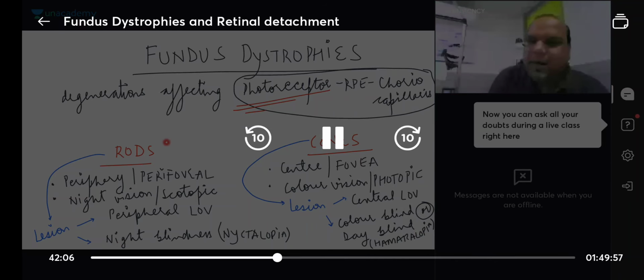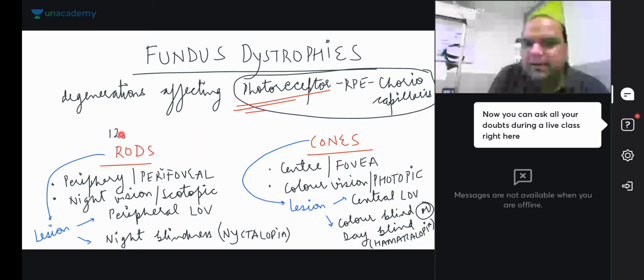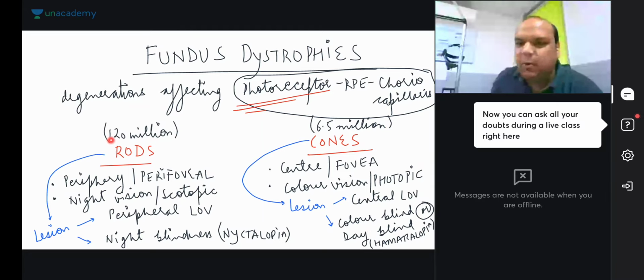Also, because it is mentioned somewhere or asked somewhere, rod cells are more than cone cells. Rod cells are 120 million, whereas cone cells are only 6.5 million. So almost 20 times, everybody. Rod cells are almost 20 times more than cone cells. Okay, so I got a thumbs up from 2 or 3 students, everybody. I hope the rest of you are also understanding it. So that is the basic difference between rod cells and cone cells, everybody.